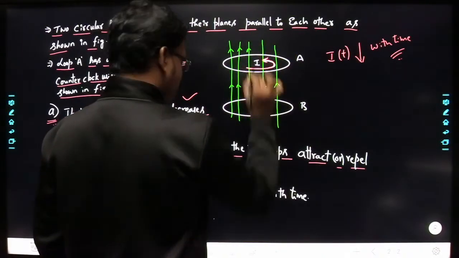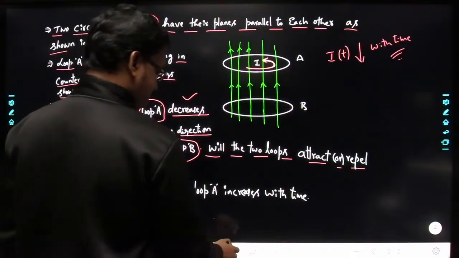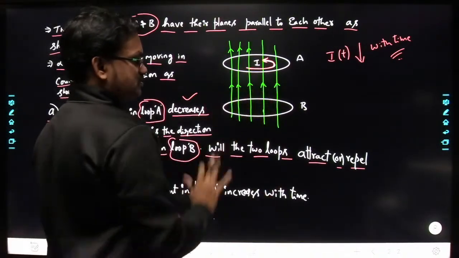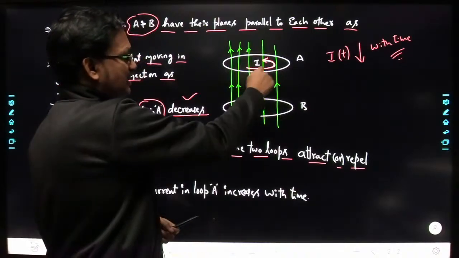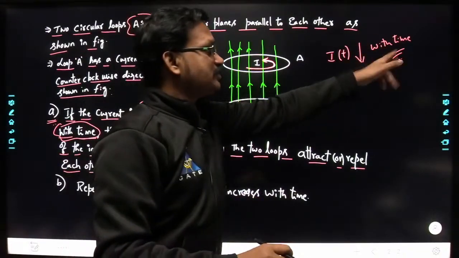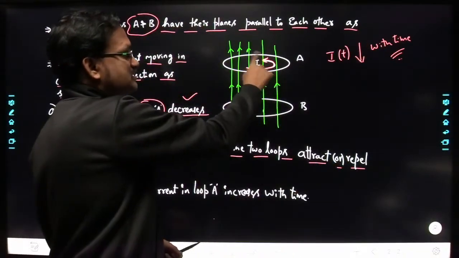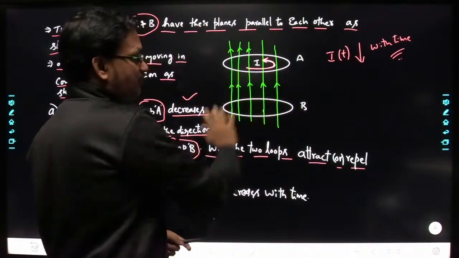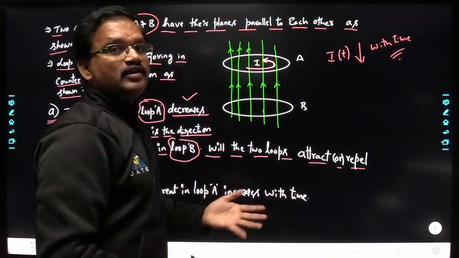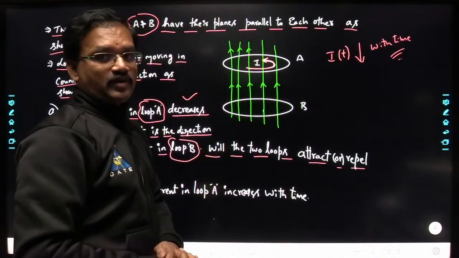This is the direction of the B field, right? Okay. Now consider only loop B. See here, this current is varying with respect to time. That means this current is decreasing with respect to time. So whenever this current is decreasing with respect to time, what will happen here? The number of field lines that are penetrating through this loop will also decrease with respect to time, or not? Yes or no?